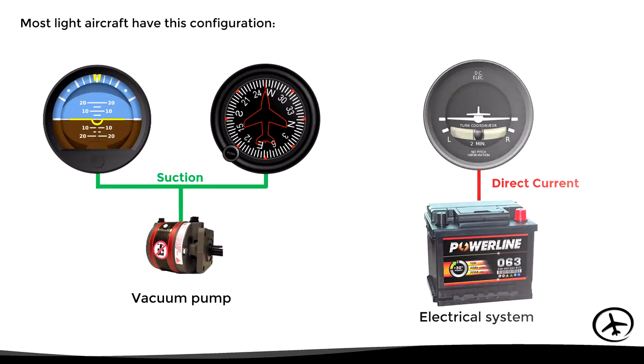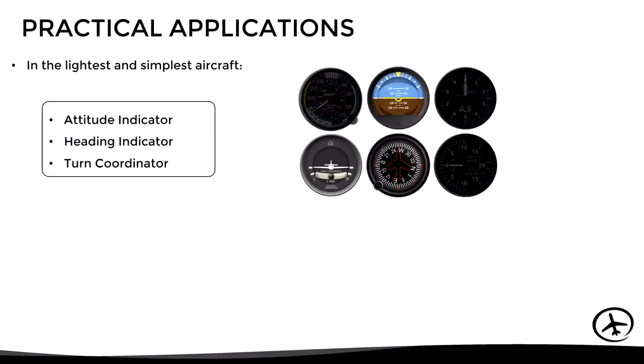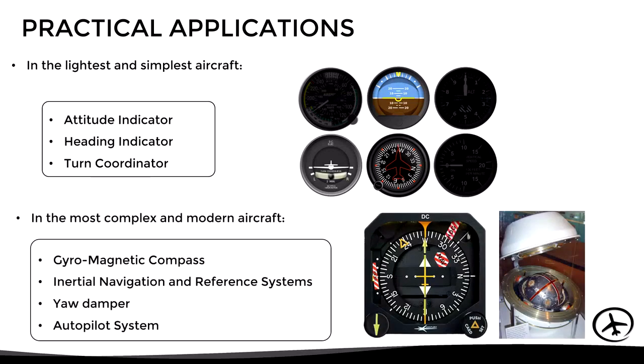Finally, let's see what practical applications gyros have in aviation. We have already mentioned that lighter and simpler aircraft use gyros in some of the basic flight instruments. However, in the most complex and modern aircraft we can find gyros in other systems such as the gyromagnetic compass, the inertial navigation and reference systems, the yaw damper, the autopilot, among others.